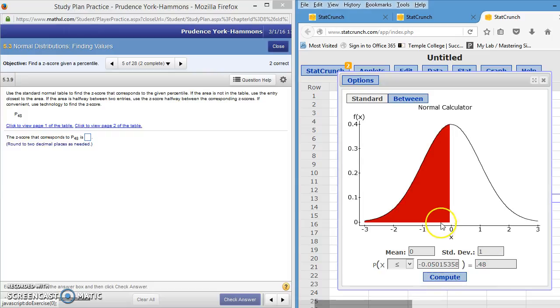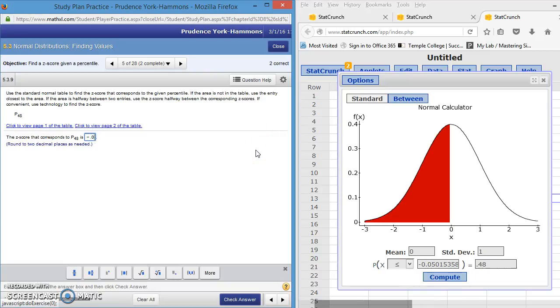So when I click compute, you can see if we were clear to 0, that would be 50% to the left. So we've got 48% to the left at negative 0.050. Oh, we only want 2 decimal places, so that would be negative 0.05.